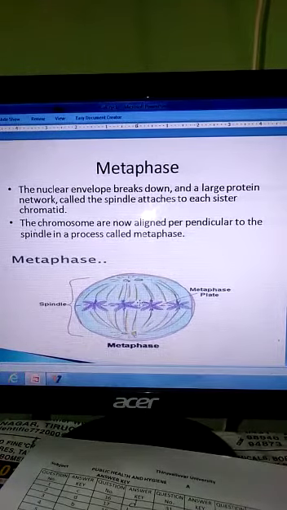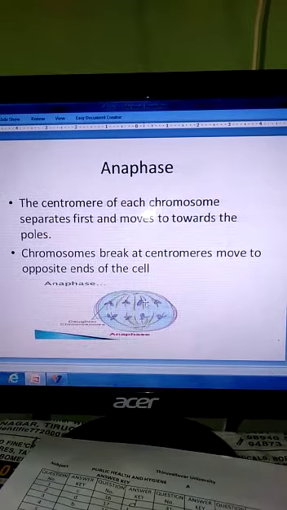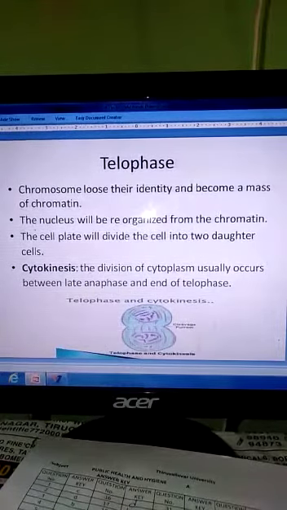Next one, anaphase. These are daughter chromosomes. The centromere of each chromosome separates first and moves towards the poles. Chromosomes break as centromeres move to opposite ends of the cell. The centromere splits, and interzonal fibers are formed between them. Spindle fibers condense to pull the chromosomes to opposite poles. This is anaphase.